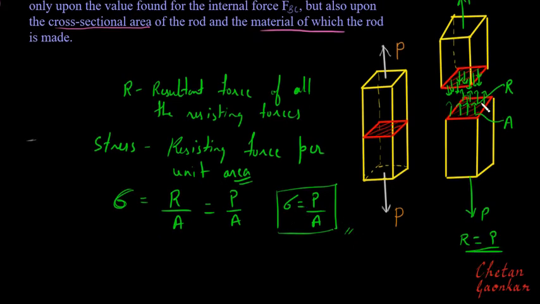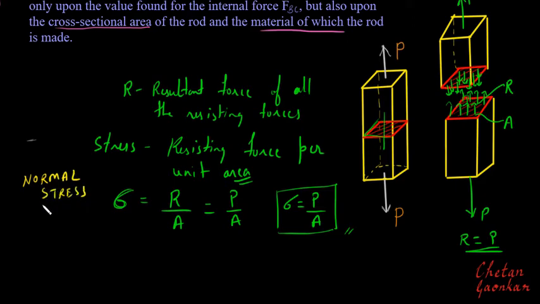Now in this case what has happened is, these resisting forces which are developed are perpendicular to this cross sectional area. If you look here, observe carefully, these resisting forces will be perpendicular to this cross sectional area. And if the resisting force is perpendicular to the cross sectional area, then the stresses which are developed can also be called normal stresses.